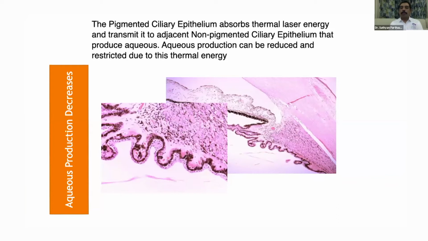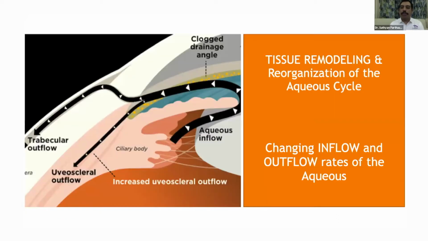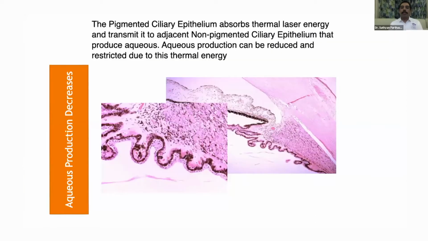So just to re-emphasize, there is tissue remodeling and reorganization once you do the MicroPulse, which in turn changes the aqueous inflow as well as the outflow facility, enhancing that. Let us look at the aqueous production, how it really decreases.